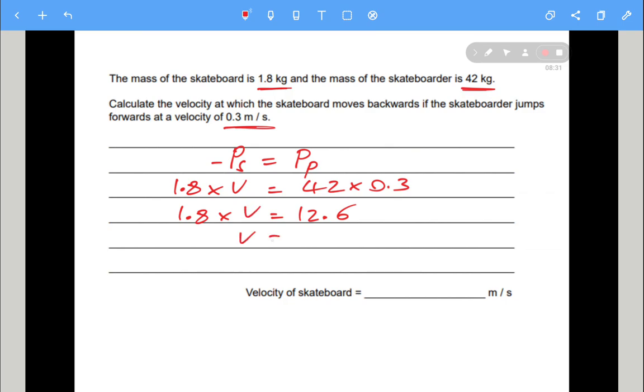So V would simply be, we need to get rid of the times 1.8 to make V the subject. So we need to divide by 1.8, so that's 12.6 divided by 1.8. So if you put that on your calculator, 7 meters per second. And remember we said that it would be negative, so you could write minus 7 meters per second.